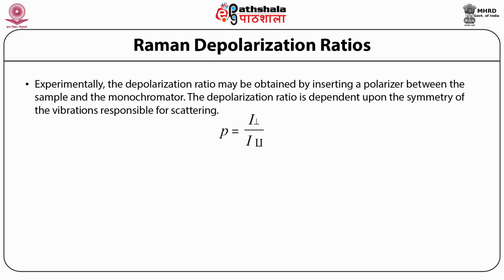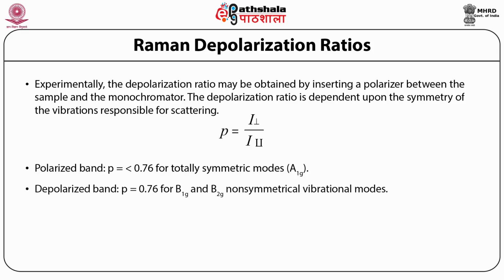Now, polarized band. These are denoted by small p and they are lesser than 0.76 for totally symmetric modes, A1G mode. Depolarized light, the p is equal to 0.76 for B1G and B2G non-symmetrical vibrational modes.